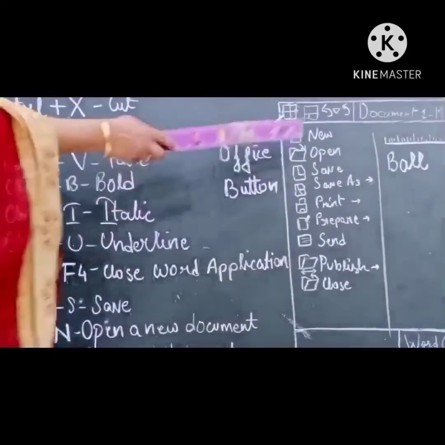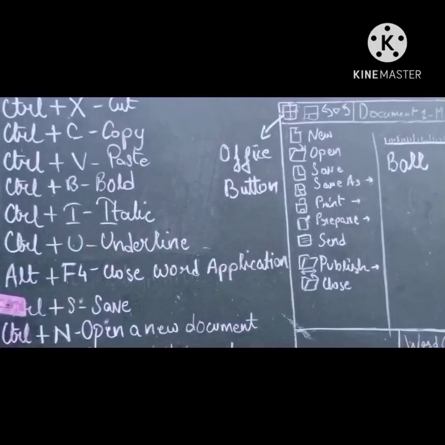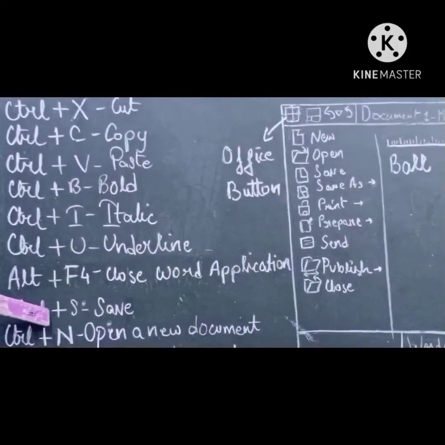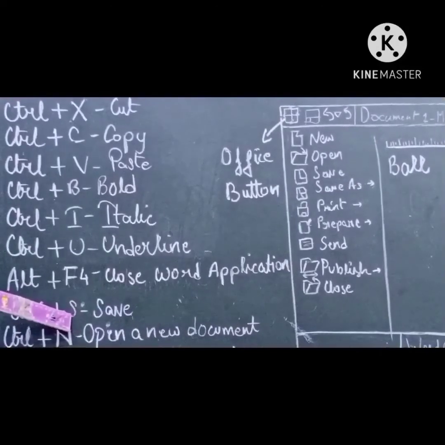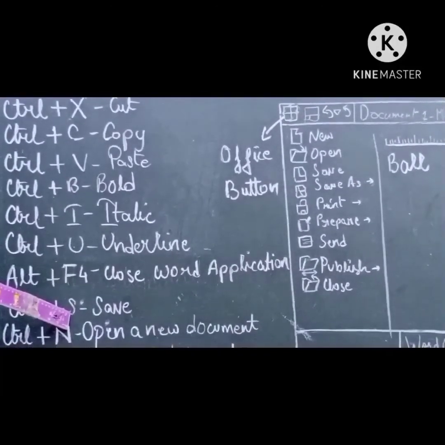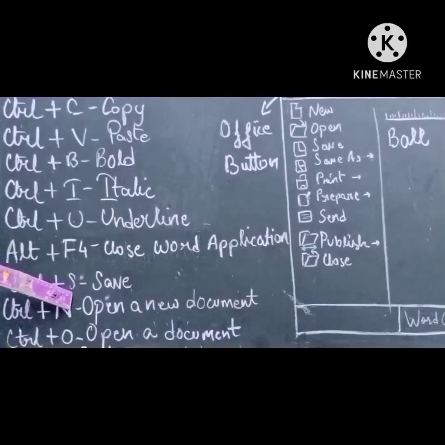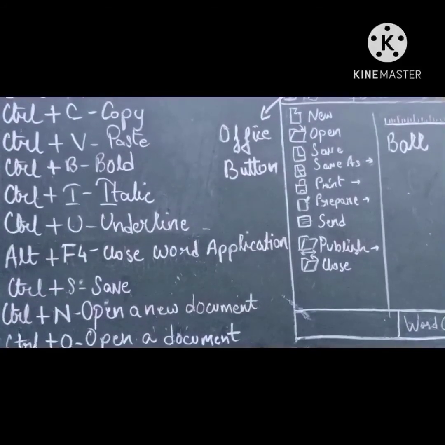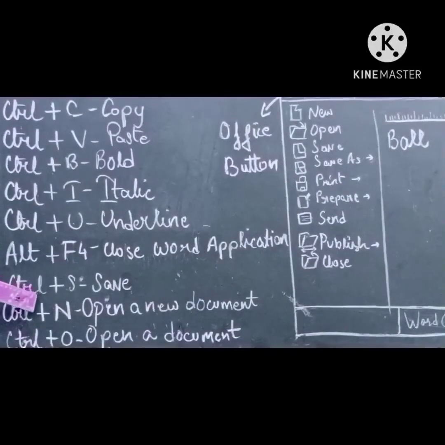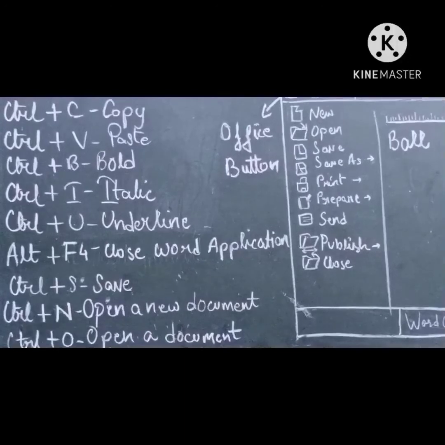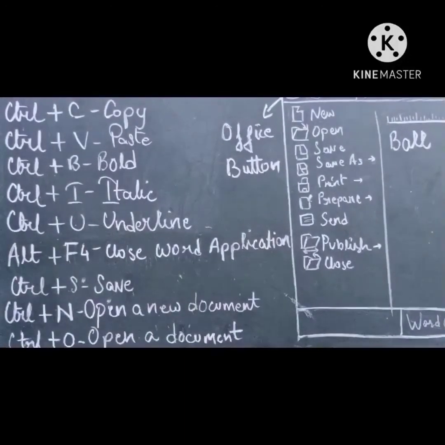Children, if you want to save your file, press Ctrl plus S. If you have defined the file name, then also you have to press Ctrl plus S. And if you have not defined the file name, then press Ctrl plus S and then define the file name in the Save dialog box.